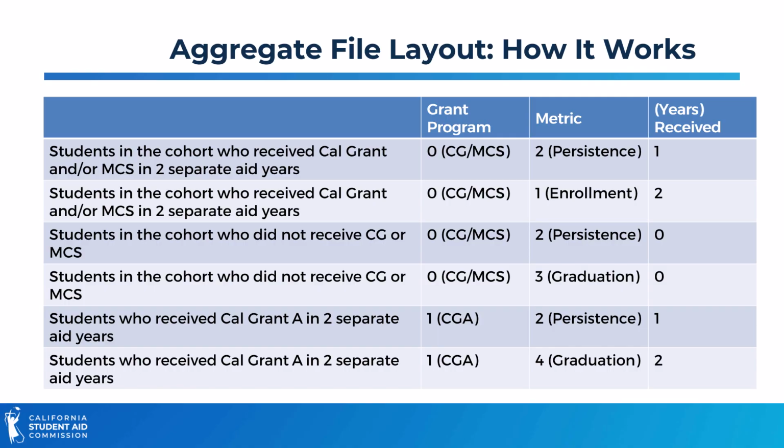This slide shows a few examples of how the 3 fields create multiple rows in the file. The aggregate file will have 1 row per grant program, per metric, per year's received value. For each row, you will submit the count of total students who match those categories, and then of that total, the count of students in each demographic.